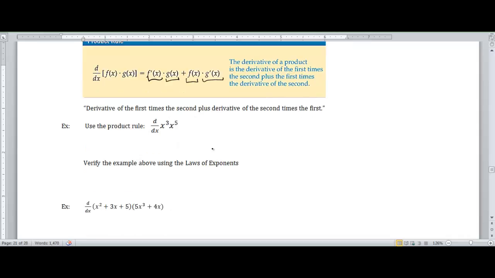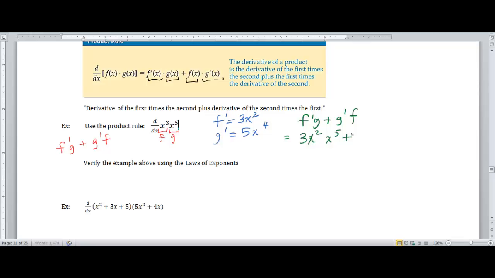Okay, so let's do this example here. I'm going to call this function f and that function g, and you want to do f prime g plus g prime f. If it helps you, you can write out the bits on the side. F prime is 3x squared, and g prime is 5x to the fourth. Now you have to put all of this together. We say f prime g plus g prime f. F prime is 3x squared times g itself, the function g is x to the fifth, plus g prime, which is 5x to the fourth, times f, which is x to the third.